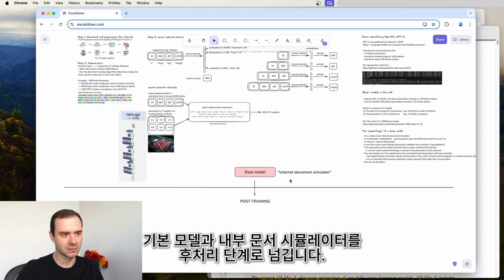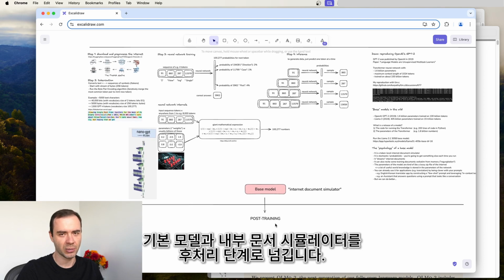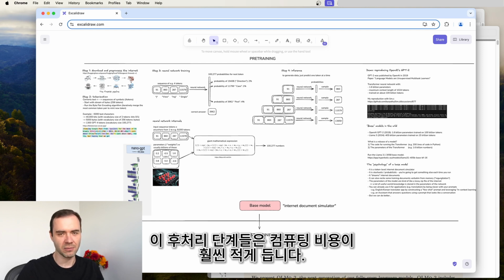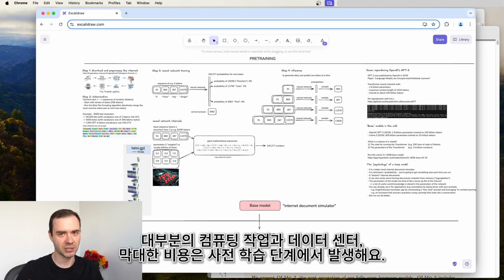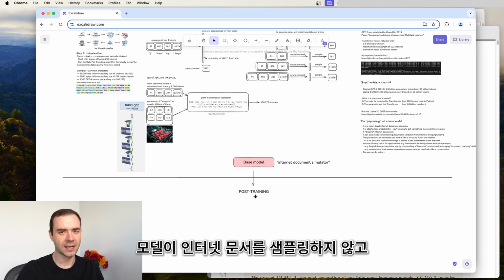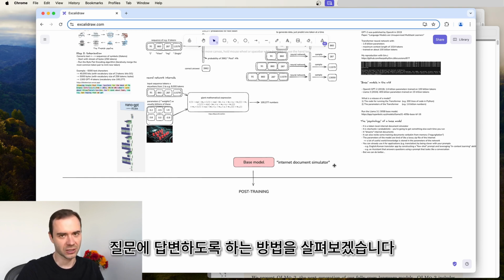So we take our base model, our internet document simulator, and hand it off to post-training. We're now going to discuss a few ways to do what's called post-training of these models. These stages in post-training are going to be computationally much less expensive. Most of the computational work, all of the massive data centers, all of the heavy compute and millions of dollars are in the pre-training stage. But now we go into this slightly cheaper, but still extremely important stage called post-training, where we turn this LLM into an assistant. So let's take a look at how we can get our model to not sample internet documents, but to give answers to questions.